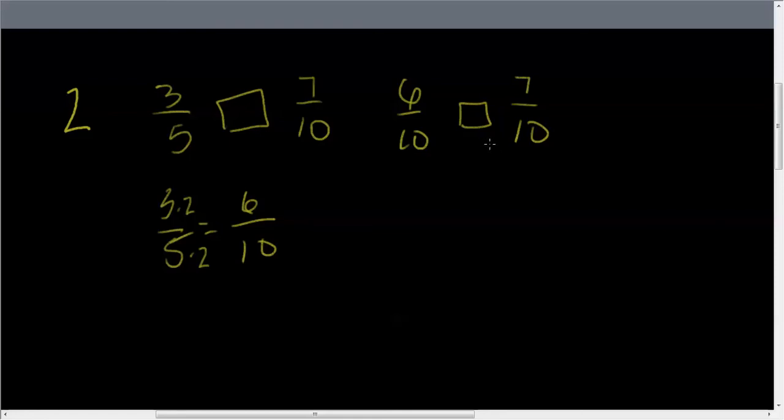Well, if there were 10 pieces in a whole pie, and I really liked this pie, which one would let me have more pie? 7 of the pieces out of the 10? Or 6 of the pieces out of the 10? Well, 7 would be more. So 7 is greater.